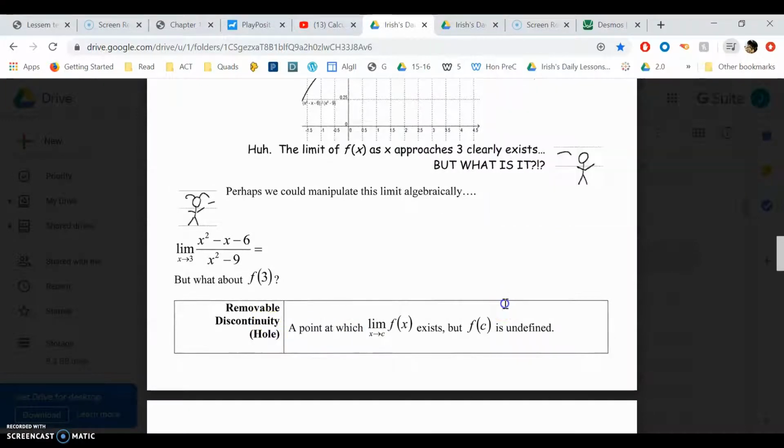So how do you know there is one? Well, write this down, pause the video. A point at which the limit as x approaches c of f of x exists. The limit exists, but the point is undefined, so therefore you got a hole. So there is a hole in the graph at x equals 3 of this function.